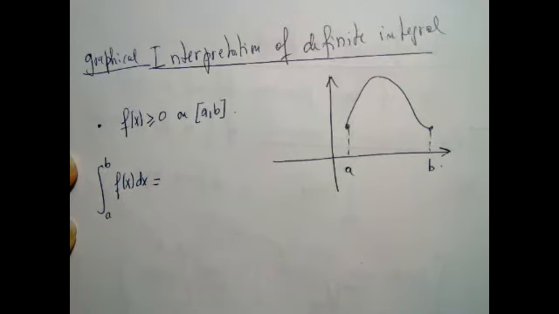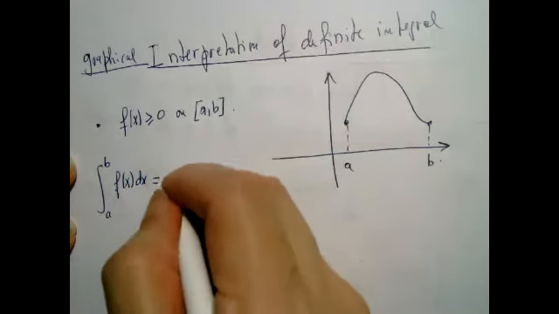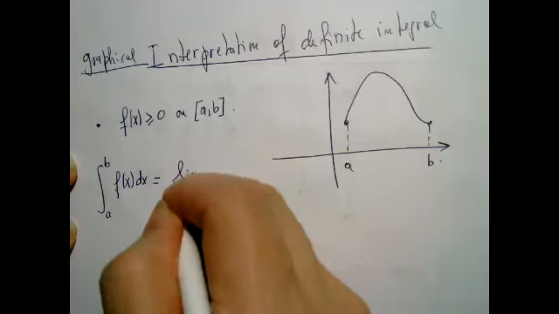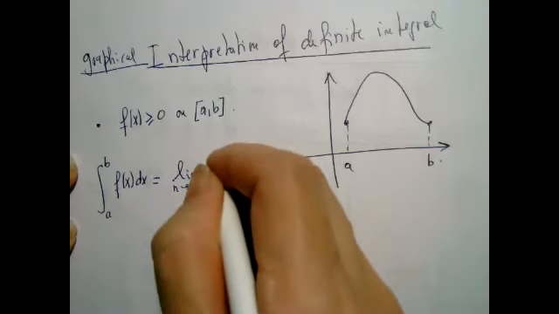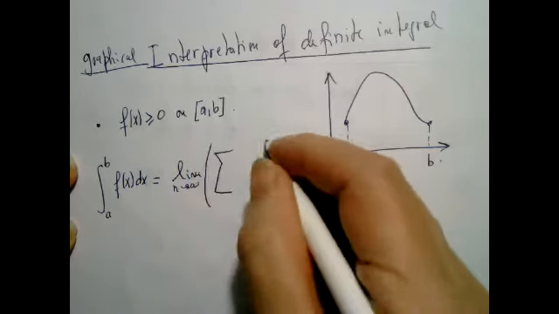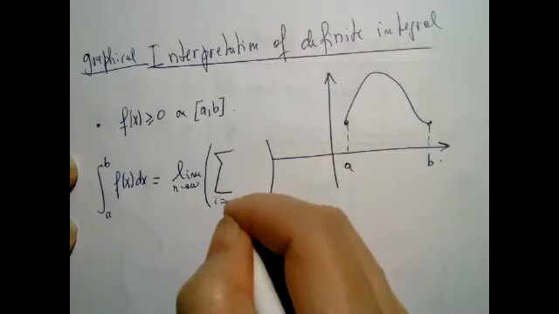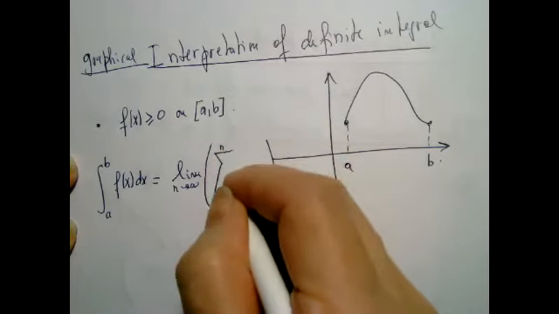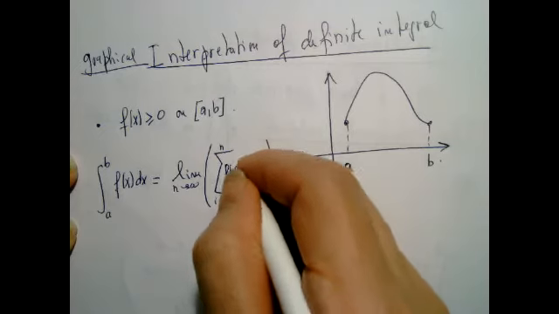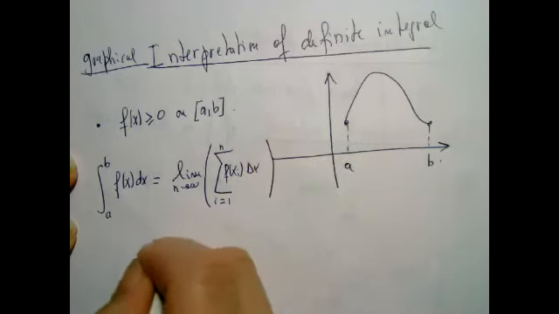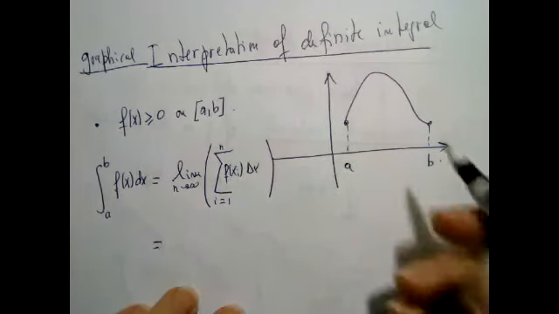Remember, it's nothing more than the limit of those sums, of the left sums or the right sums. I'm taking right sum. But geometrically, graphically, what does this represent?